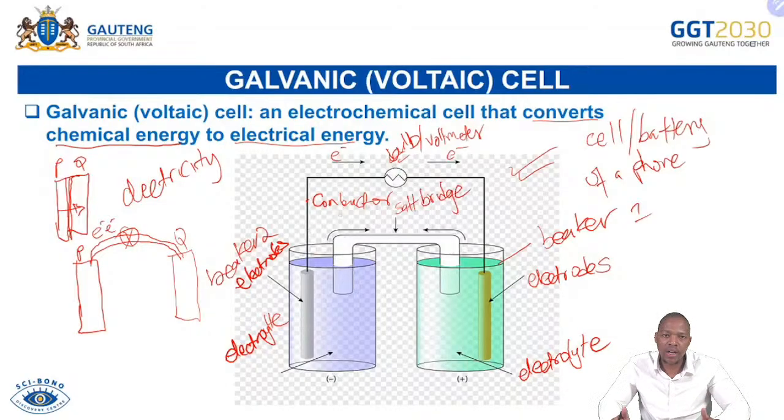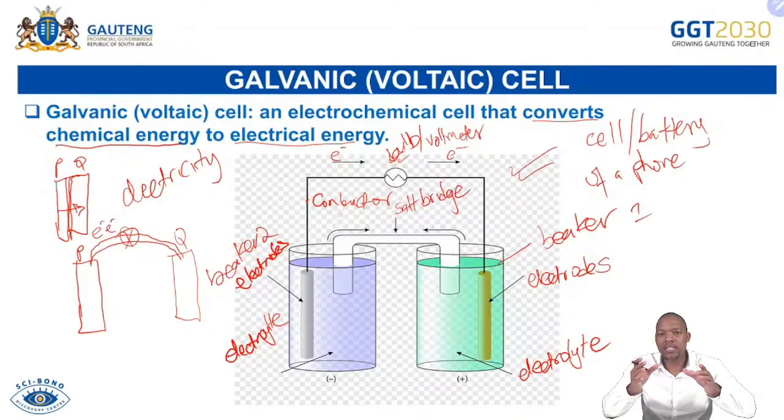This is a galvanic cell. I want you to know all of these components of the galvanic cell. You must know that the galvanic cell has two beakers. You must know that the galvanic cell is going to have electrodes. You must know that the galvanic cell is going to have electrolytes. Okay? You must know that the galvanic cell is going to have a conductor and a bulb or a voltmeter or even an appliance. You must know that the galvanic cell is going to have a salt bridge.